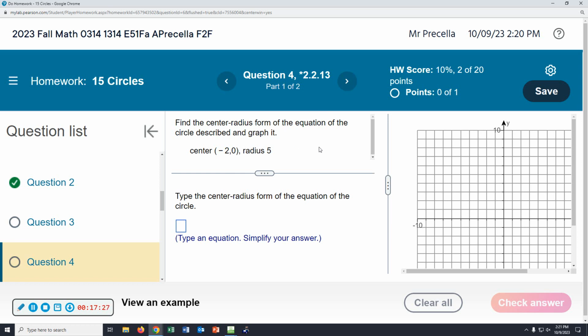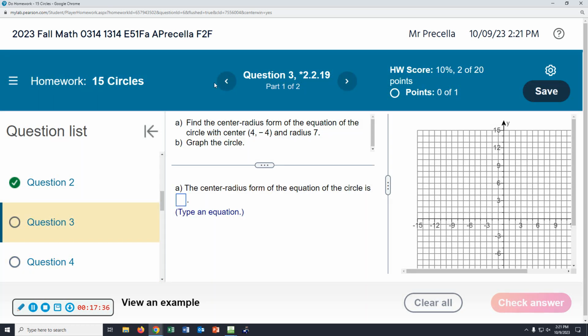Here it's the same type of problem. They give us the center and the radius. So this is number 4. Number 4? Why did I do number 4? I thought I was going to do number 3. Let's do number 3 first. Okay, how did I get from number 2 to number 4? Did I click it twice? I must have. Okay, the center is at the ordered pair 4, -4, and the radius is 7.